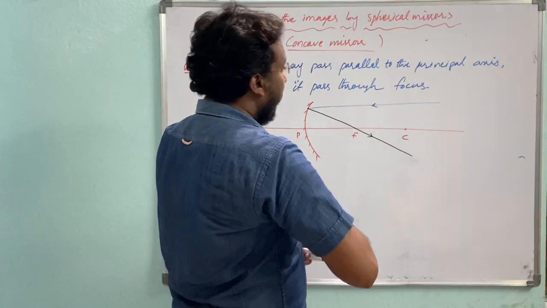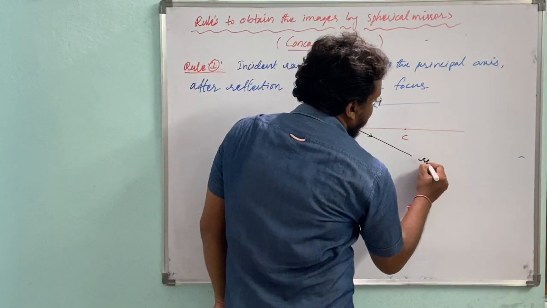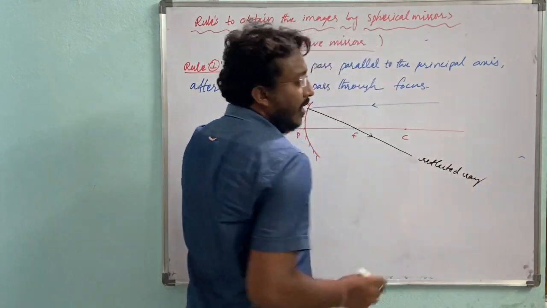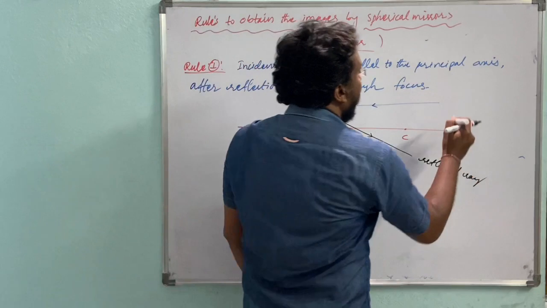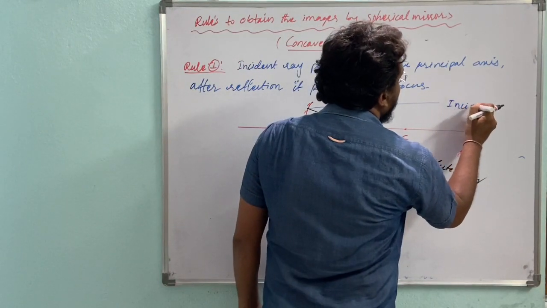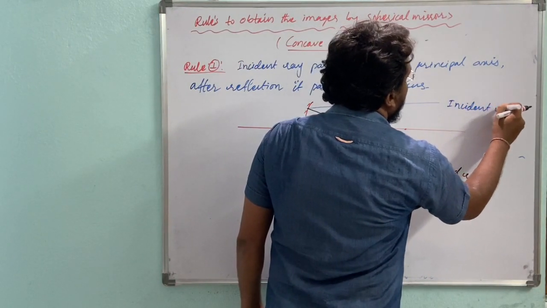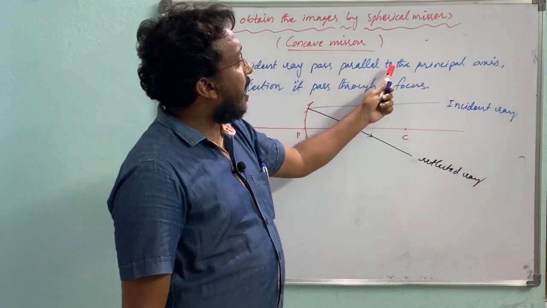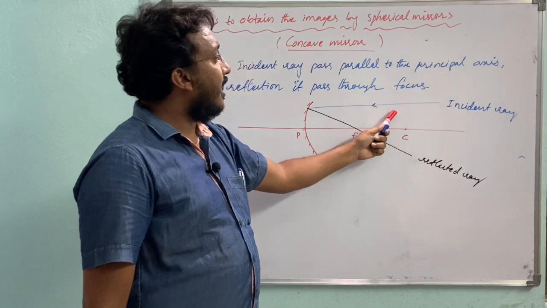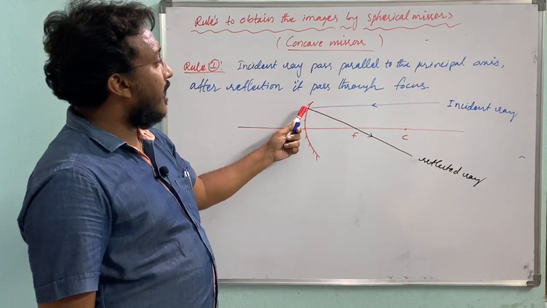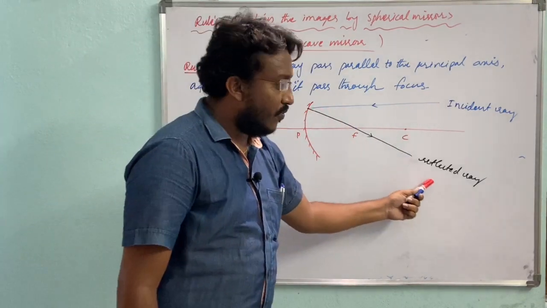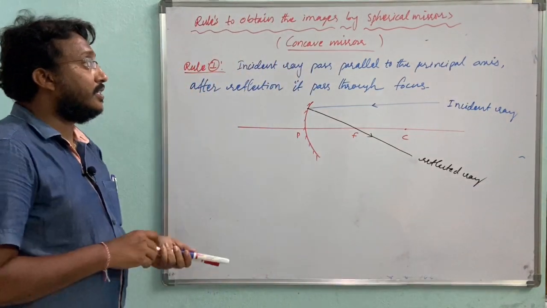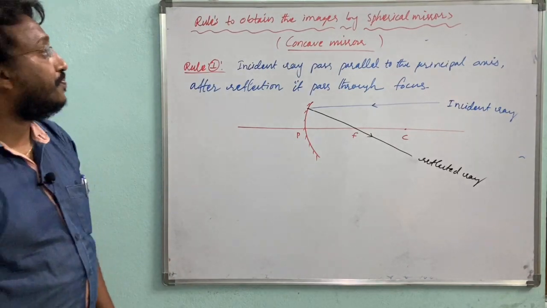Then here this is reflected ray. Right. Then this is incident ray. Here what is our rule? Incident ray is passed parallel to the principal axis. After reflection, it passes through the focus. Rule number 1. Now here we are going to discuss rule number 2.